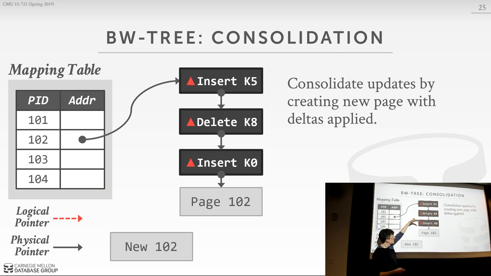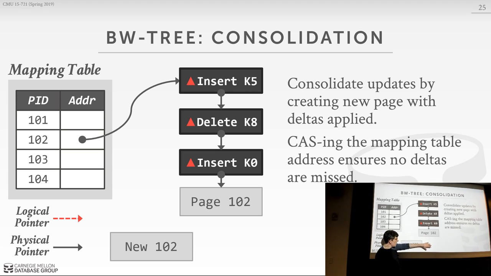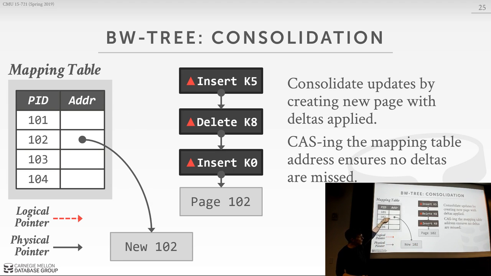Consistency, correct, right? So let's say I insert key 0 here, and then up above this, there's a delete key 0. If I go from the top to the bottom, then I would have key 0 when it shouldn't be. So going in reverse order replays them correctly and puts it back to the correct state. All right, so now after I've applied all of my changes, I do the same thing I did before. I go back to the mapping table, do a compare and swap, and if that succeeds, then I know that my consolidated node has been installed.